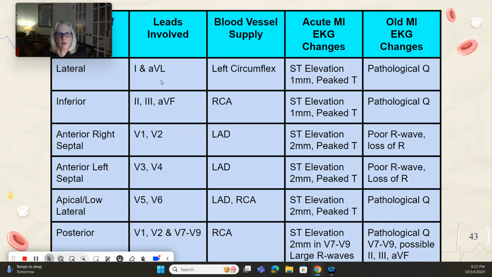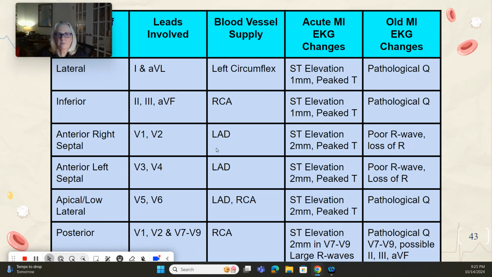All right, so lateral is 1 in AVL. This is your left circumflex. And then the ST elevation would be 1 millimeter or a peak T, and an old MI would be a pathological Q. Inferior 2-3 in AVF, that's a RCA. Again, this is 85%, right? You would see ST elevation up to 1 millimeter or peak T, and an old MI would be a pathological Q.